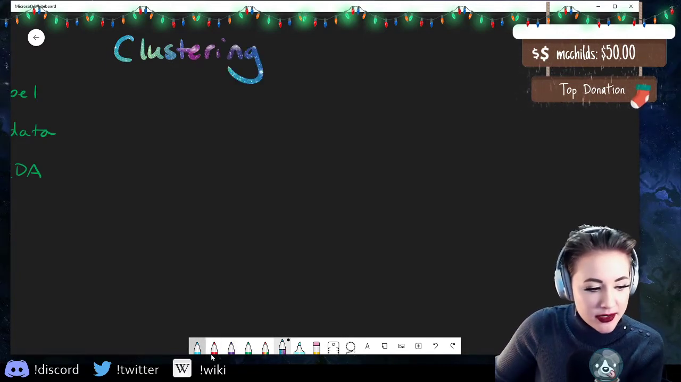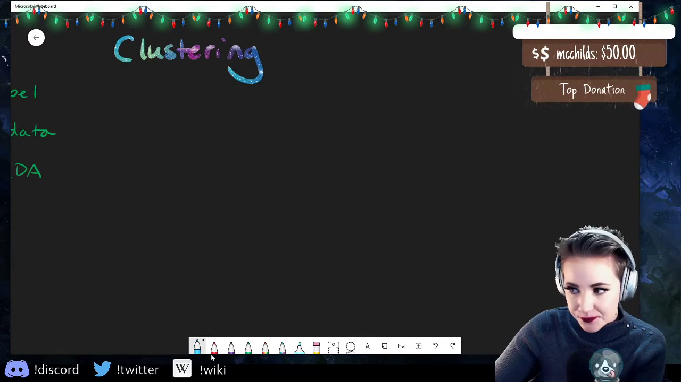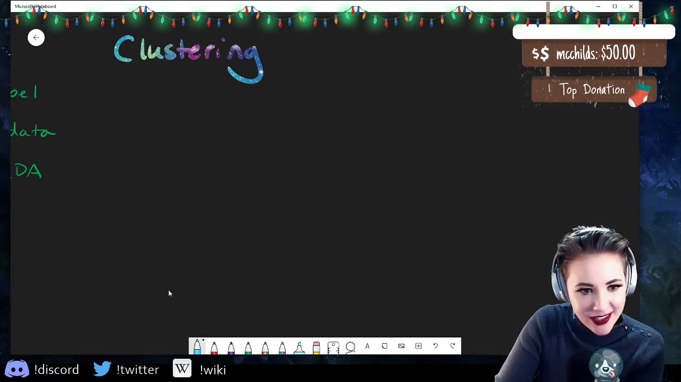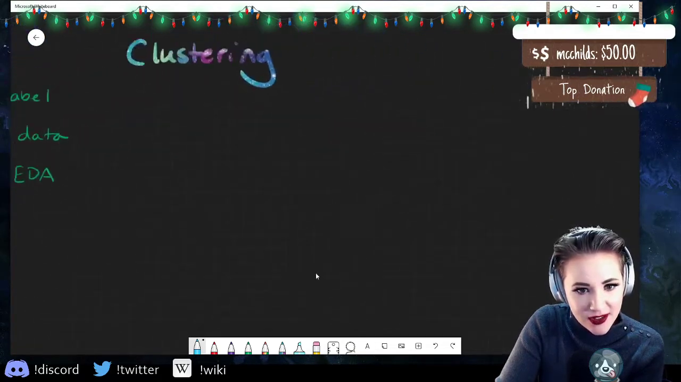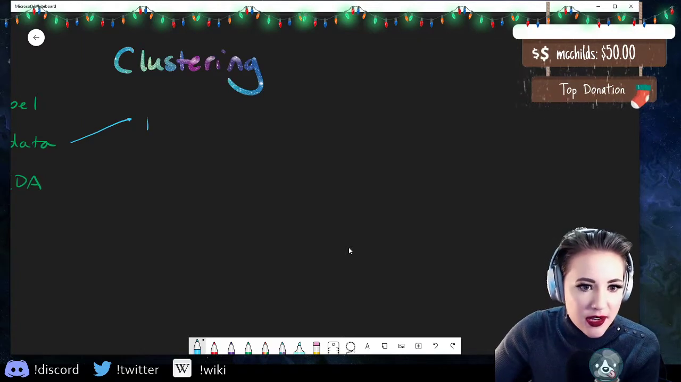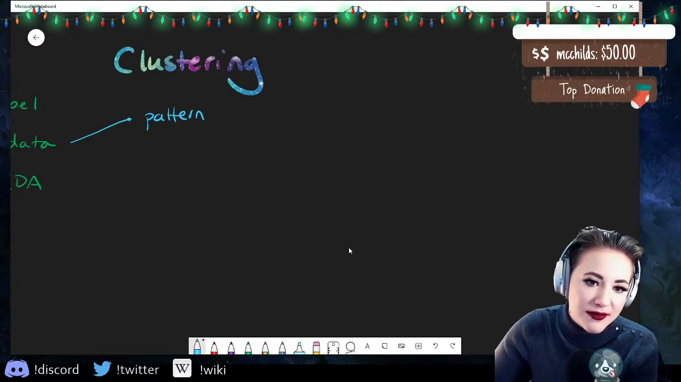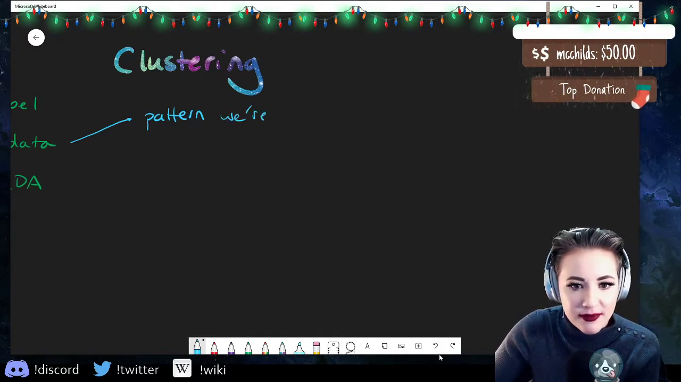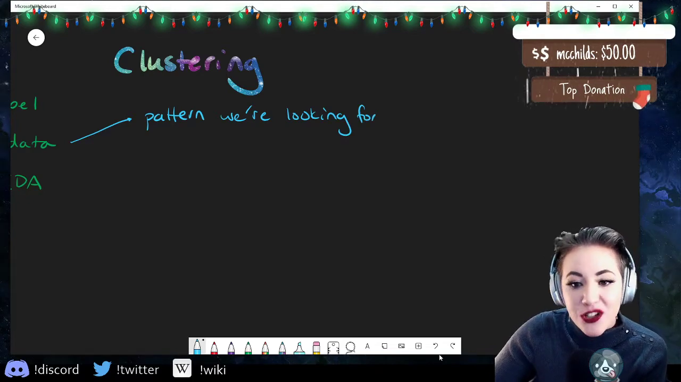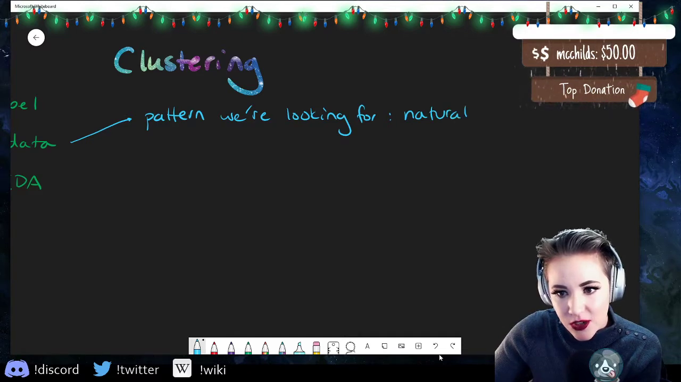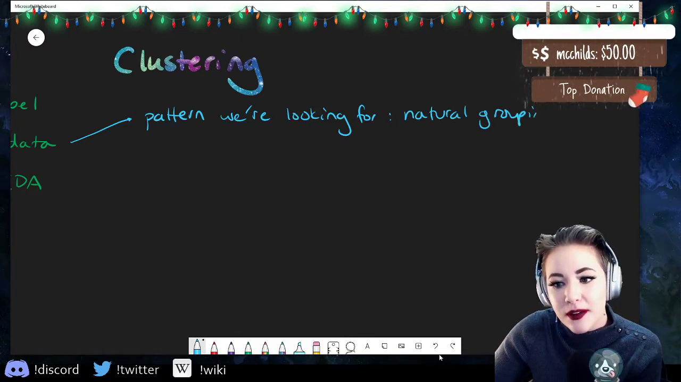Okay, and what happens with clustering? Remember how I just said we're looking for patterns within the data. In this case, the pattern that we're looking for is natural grouping in our data.